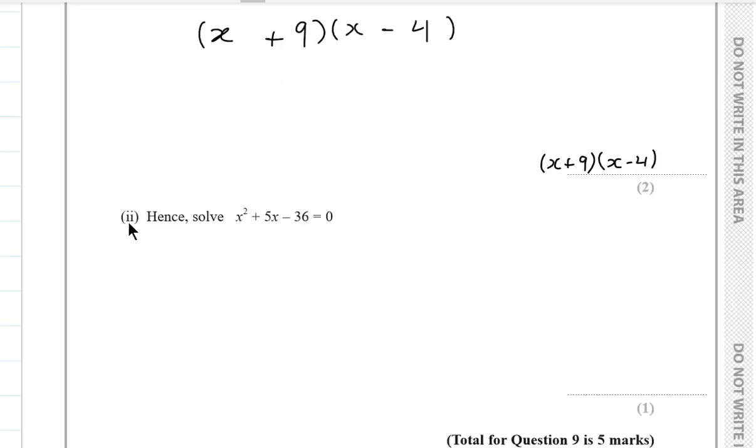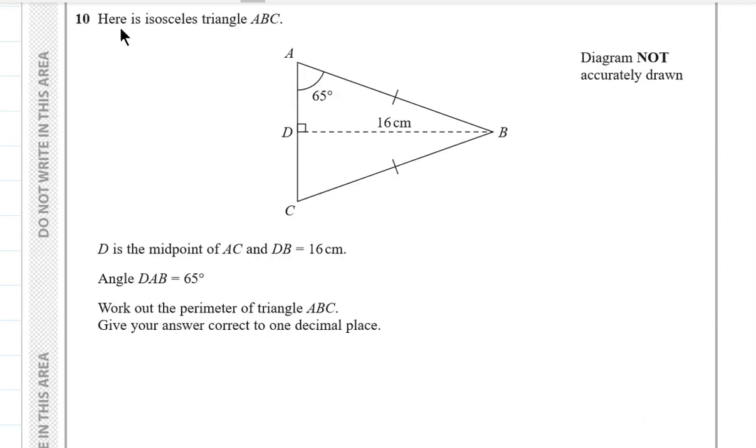This is the answer. Part (ii): solve x squared plus 5x minus 36 equals 0, the same expression above. So we'll say x plus 9 equals 0, or x minus 4 equals 0, which means that either x equals negative 9 or x equals 4.